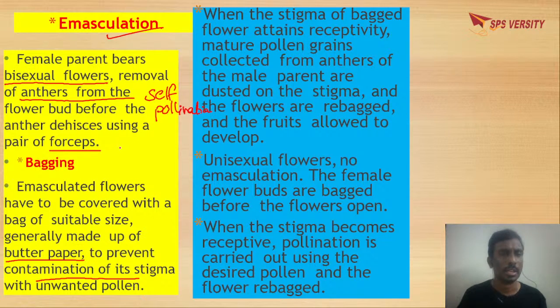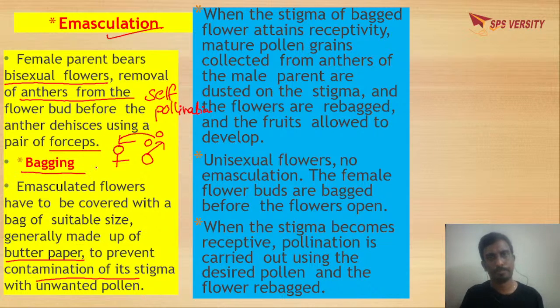Unwanted means in a hybridization program they have a specific female and male plant. Pollination should take place only between these two. That is, this desired male plant has to pollinate the female plant. So that means the pollen grains from this should fall only on this. That is the reason why they do bagging.